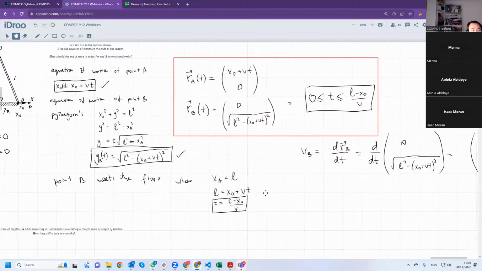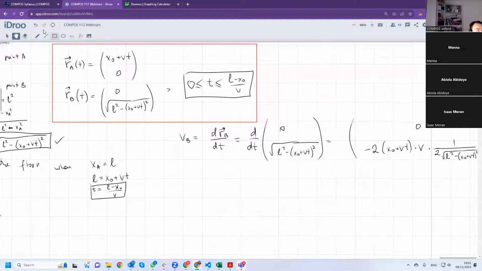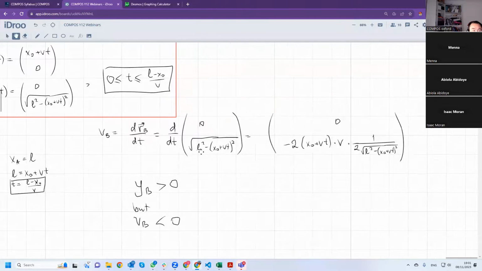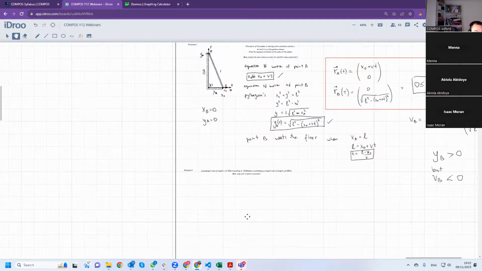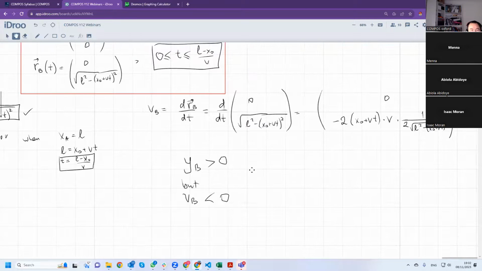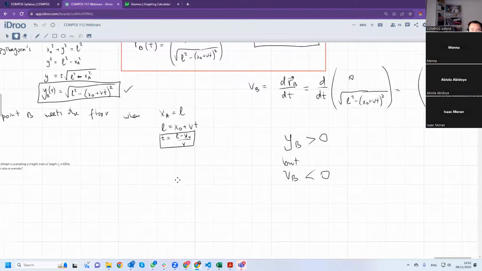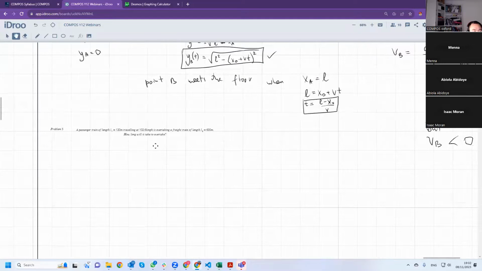Yeah, so yB is greater than 0, but velocity of B is negative. And I've just shown that it is negative by using a very complicated chain rule. You'll do these sorts of questions in the next maths assignment, so don't worry. I won't stop showing you how I did it. It's just not the topic that I wanted to show.